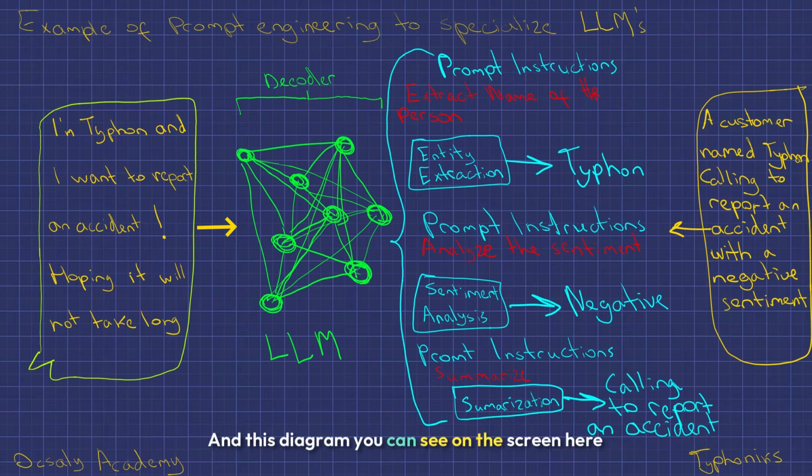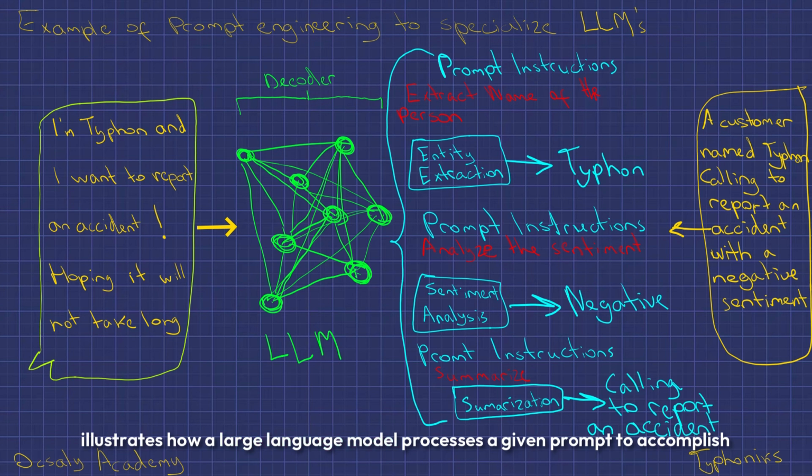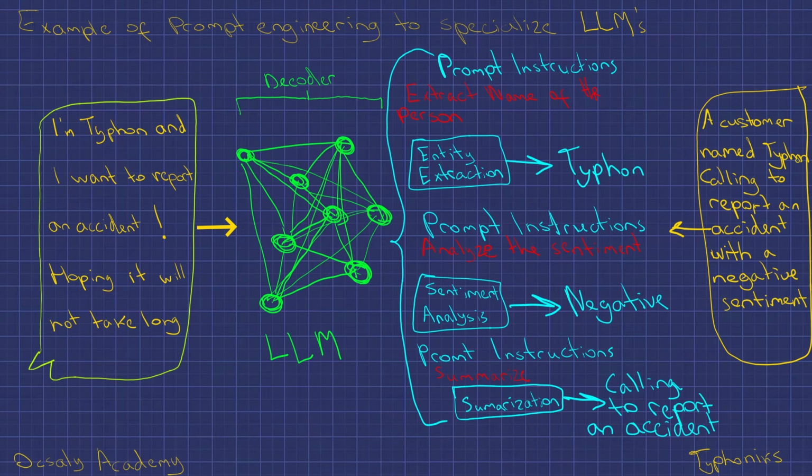And this diagram you can see on the screen here illustrates how a large language model processes a given prompt to accomplish multiple tasks based on different prompt instructions. Now let's break it down step by step.